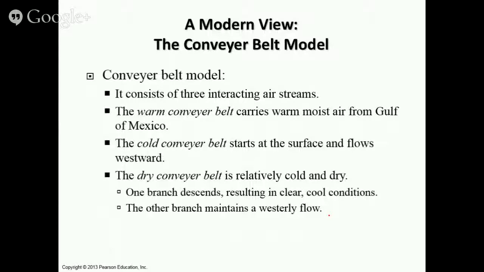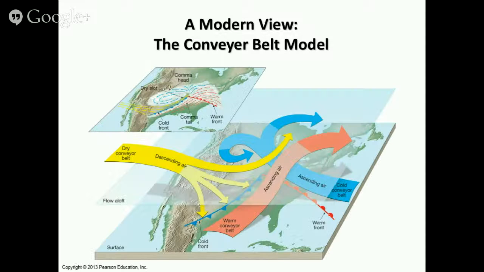This is the conveyor belt model. We have a cold, warm, and dry conveyor belt. Basically, they go right along with the intuitions associated with the names. Warm, moist air, Gulf of Mexico for the warm. We have surface flow westward from the cold conveyor that starts, and then we have the dry that's relatively cool and dry. So when we put all these together, we've got another dynamic system in this chapter to look at.